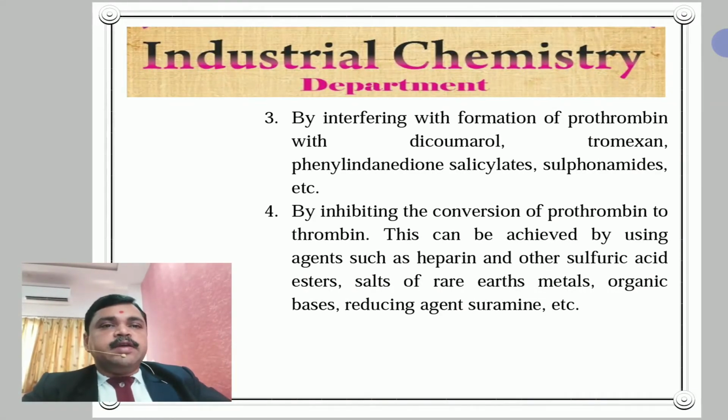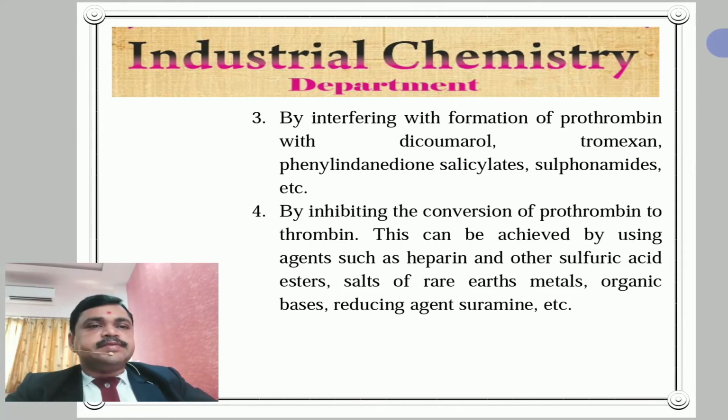Number 3, by interfering with formation of prothrombin with dicumarol, tromexan, phenylindanedione, salicylates, sulfonamides, etc. And number 4, by inhibiting the conversion of prothrombin to thrombin. This can be achieved by using agents such as heparin and other sulfuric acid esters, salts of rare earth metals, organic bases, reducing agents, Soramine, etc.